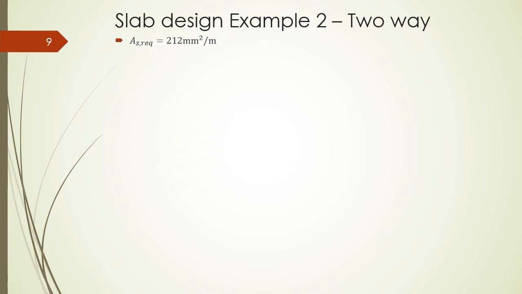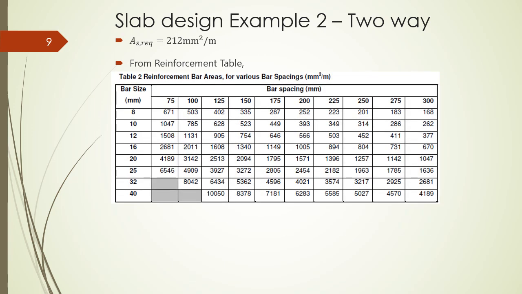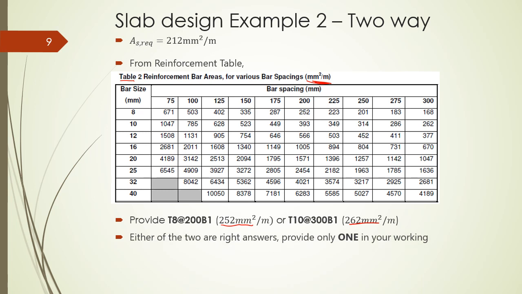We go ahead and read this off from our reinforcement table, that is table 2. It has the areas of steel in millimeters squared per meter. We provide anything larger than 212, of which T8 at 200 bottom 1 gives us this value, and T10 at 300 bottom 1 gives us 262 millimeters squared per meter. Either of the two are right answers. Ideally, you should always be providing one.